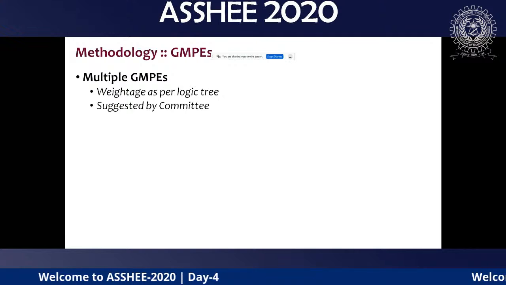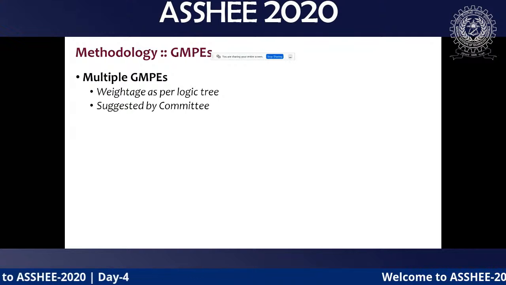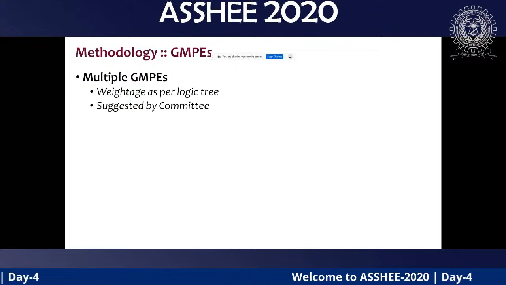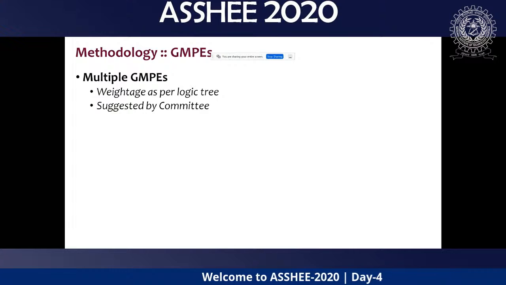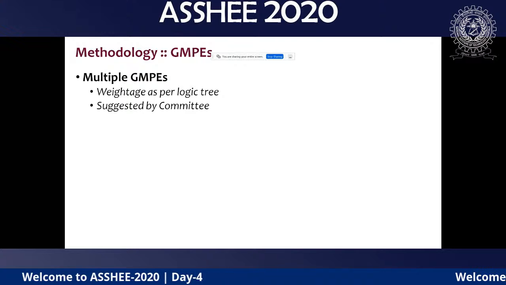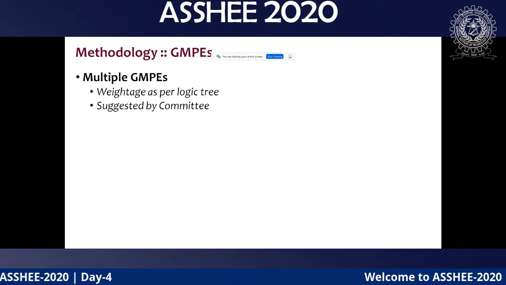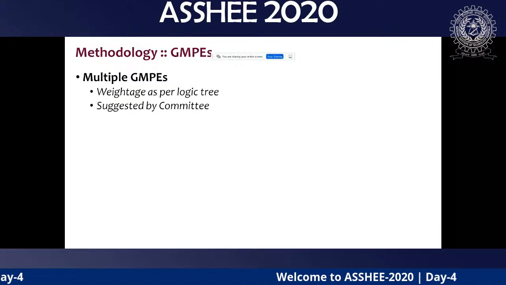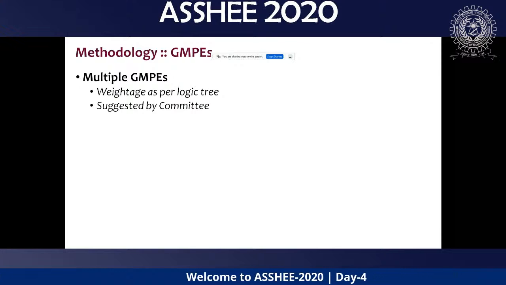Then the committee also felt that you should use multiple GMPEs for the epistemic uncertainty. So you have to do a logic tree, and then for each branch you have to calculate all these numbers. So the methodology was framed by our expert committee. Now using this methodology, we should get these results.